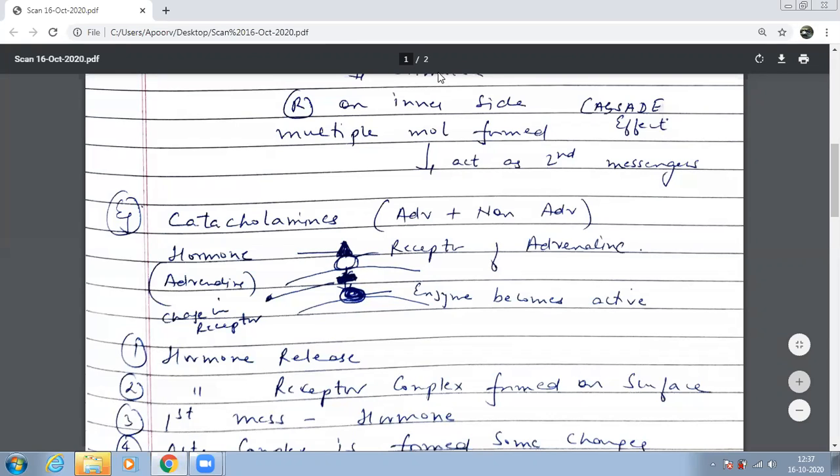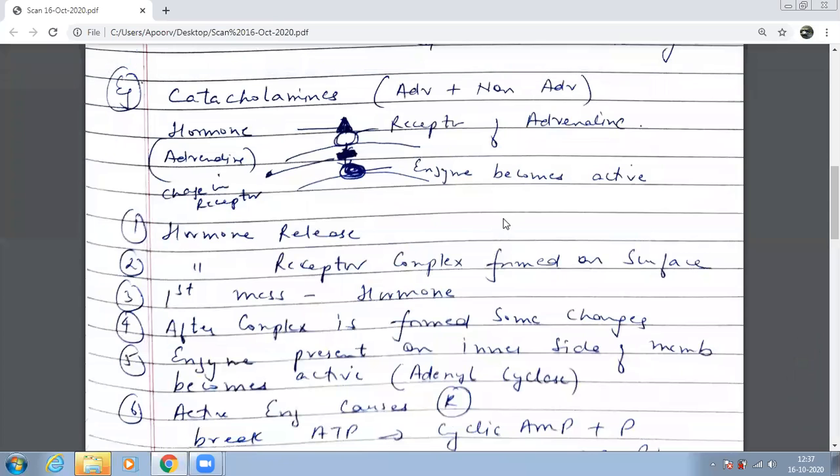That is why I picked this example, because it will be easier for you to understand. So we've taken the example of catecholamines. There is one more example. If you enjoy studying this kind of thing, let me know and I'll take up the other one tomorrow. Today I'll take up this one: catecholamines, adrenaline and noradrenaline.